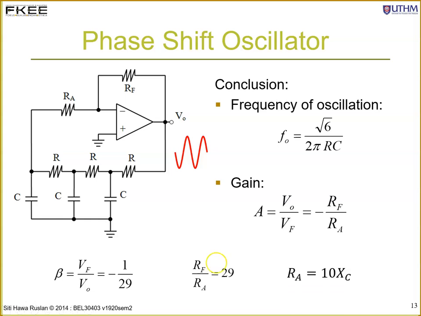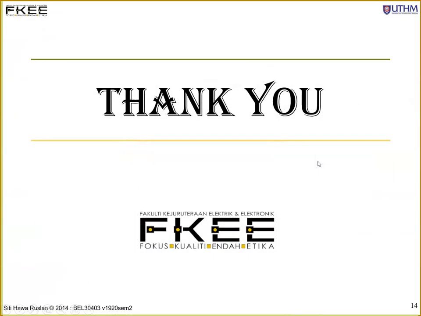And the value of RA over here must be 10 times the impedance of this capacitor. Okay, this is in order to ignore the current over here just now, the I. Okay, so with this, you can design a phase shift oscillator. You can get a sinusoidal waveform, and this circuit will oscillate at a certain frequency given by the value of square root of 6 over 2 pi RC. And with that, we finish with the phase shift oscillator.